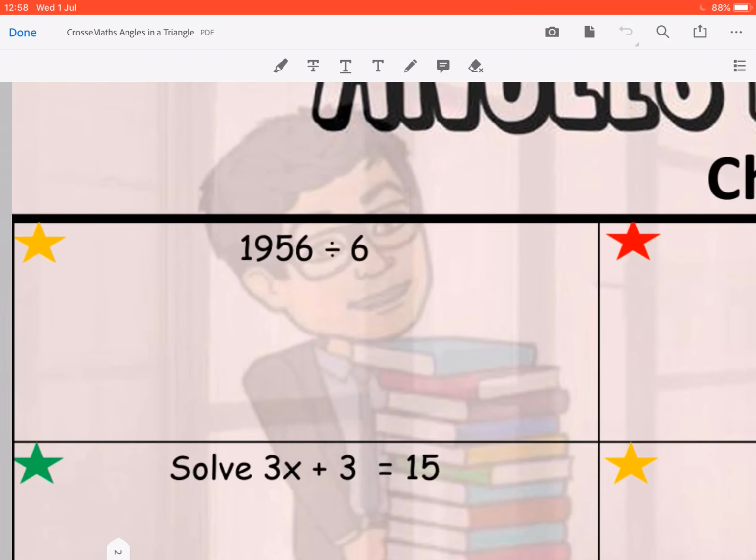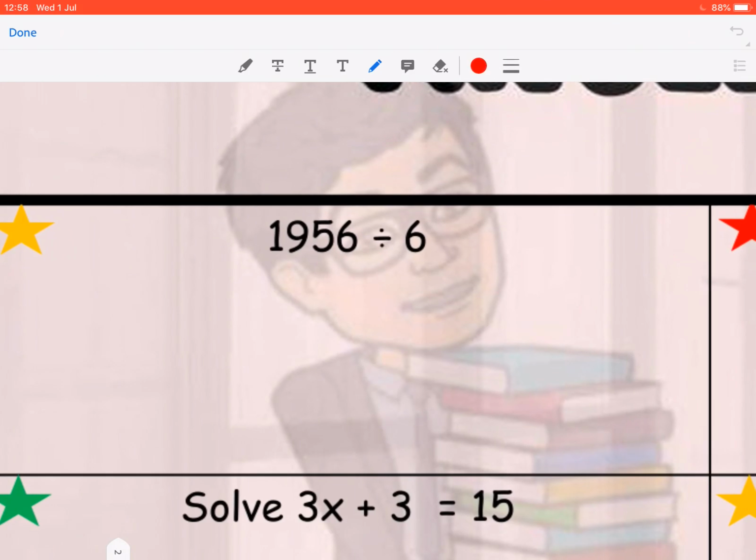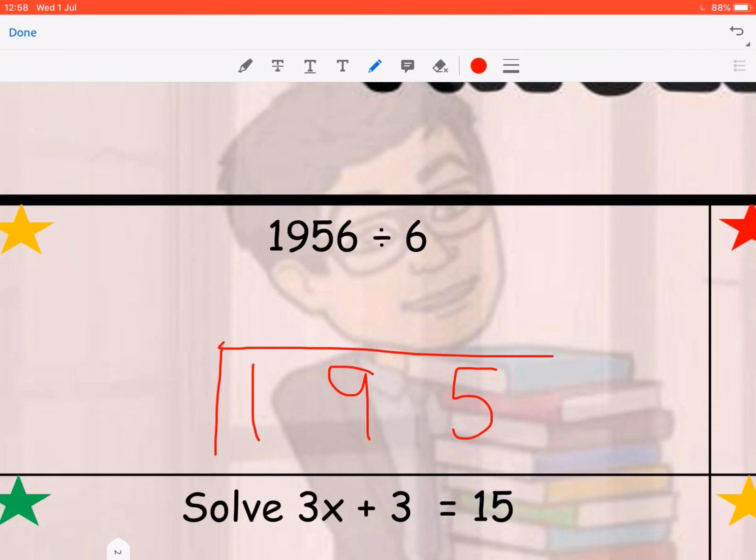Right guys, hopefully you're all finished now. So what I'm going to do is go through each one individually. Very straightforward to start us off, a bit of dividing. It's important you get all of your dividing absolutely nailed. The times, dividing, add, subtract, you need to be able to do those things.